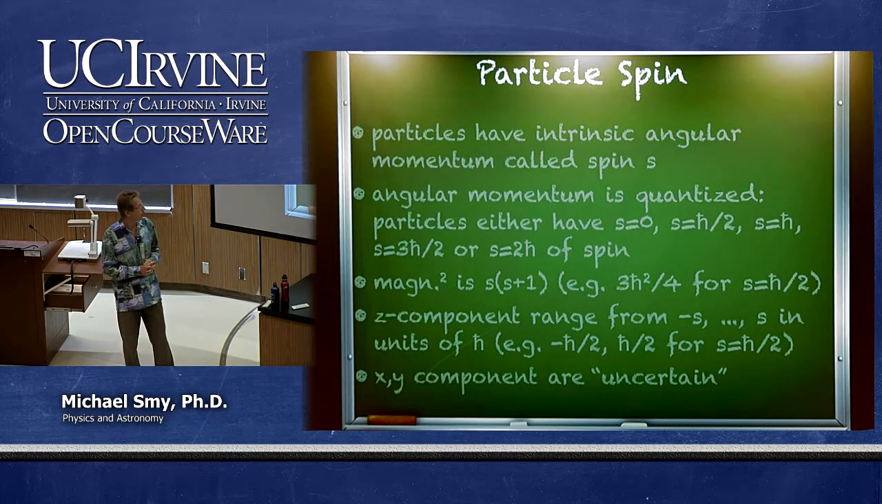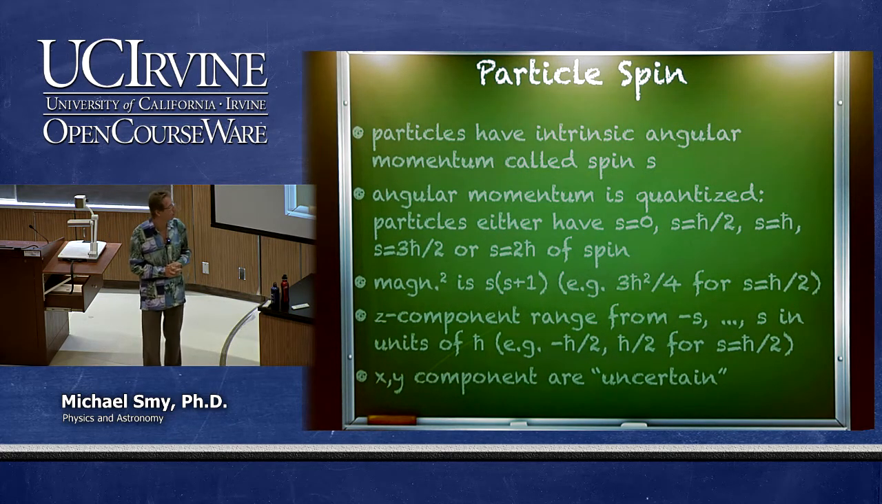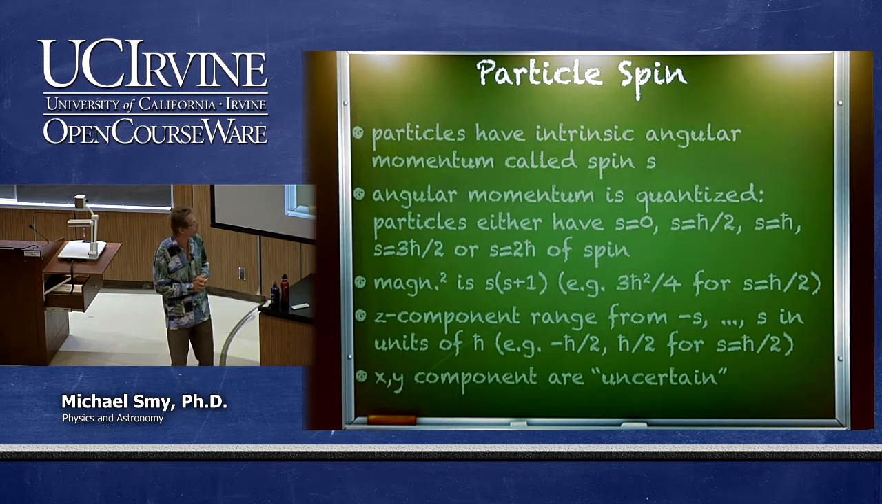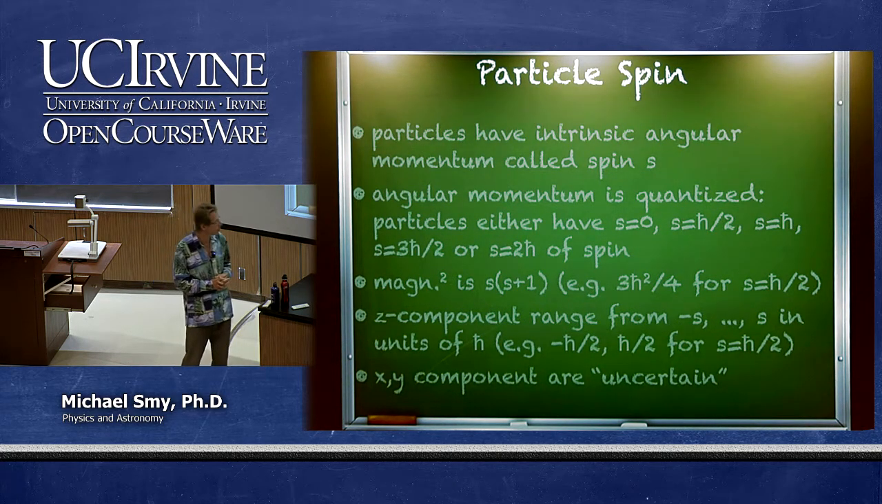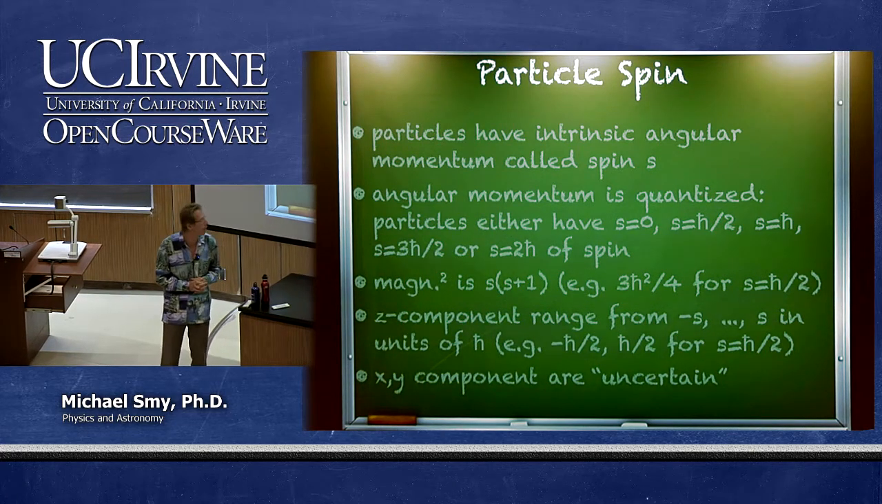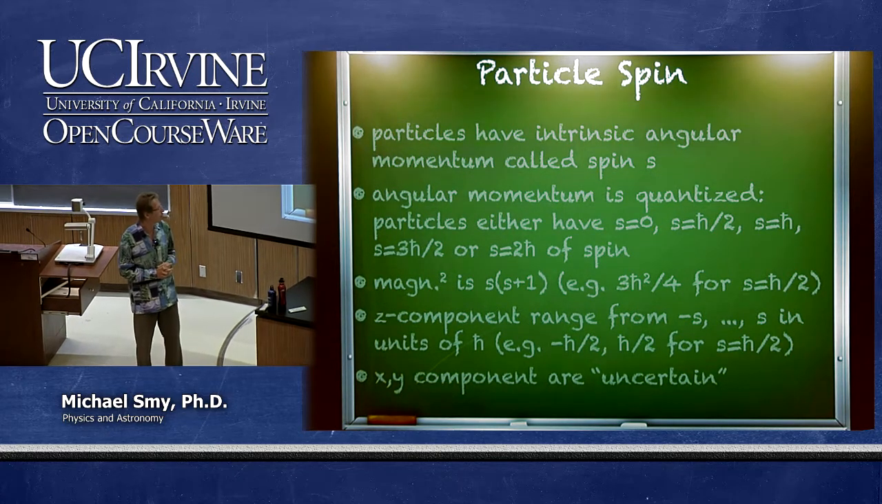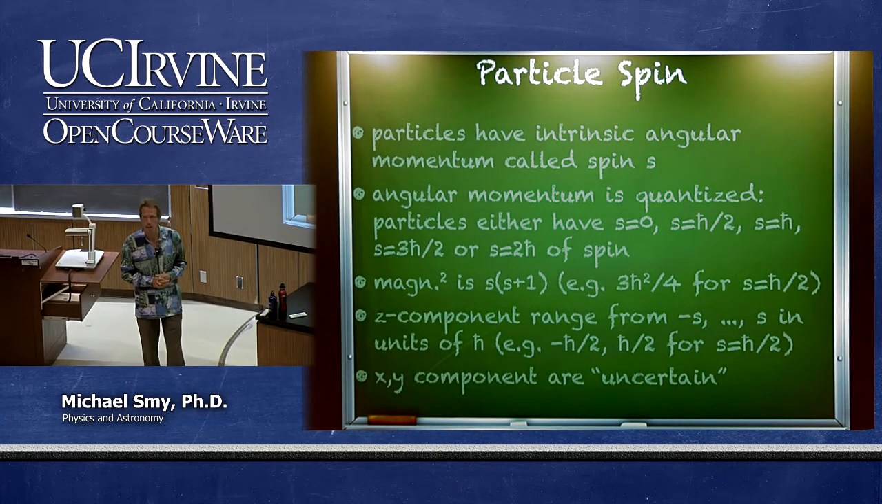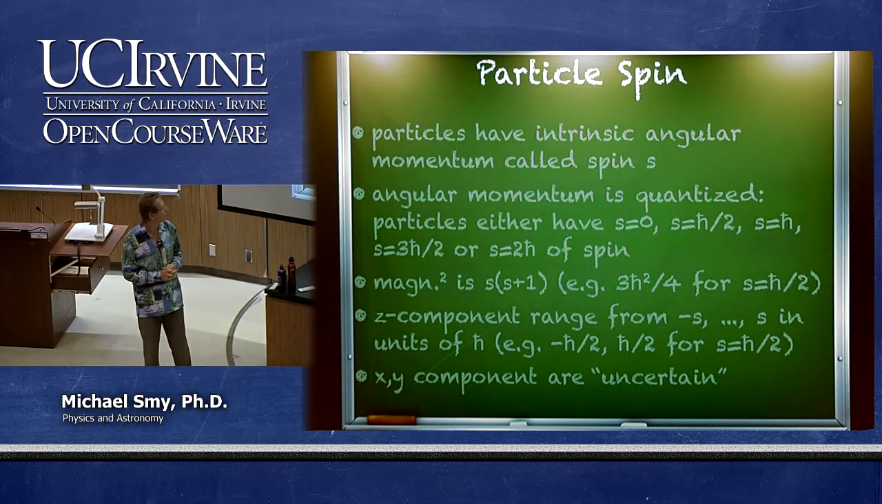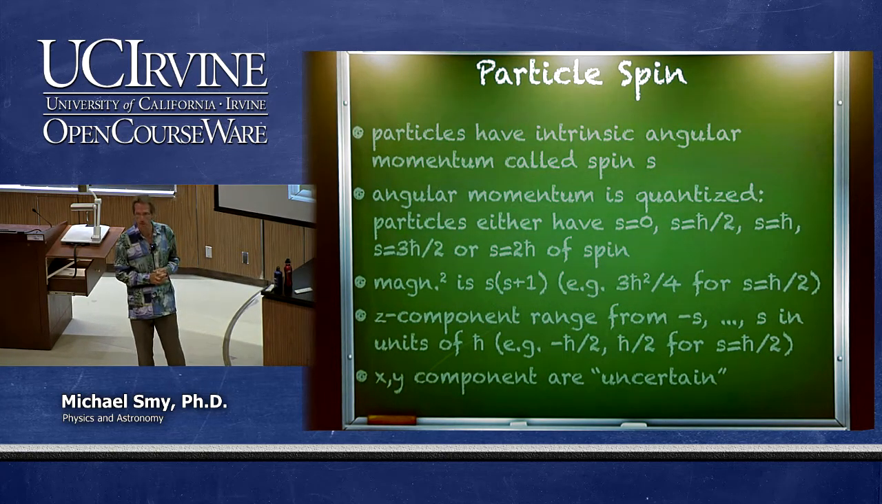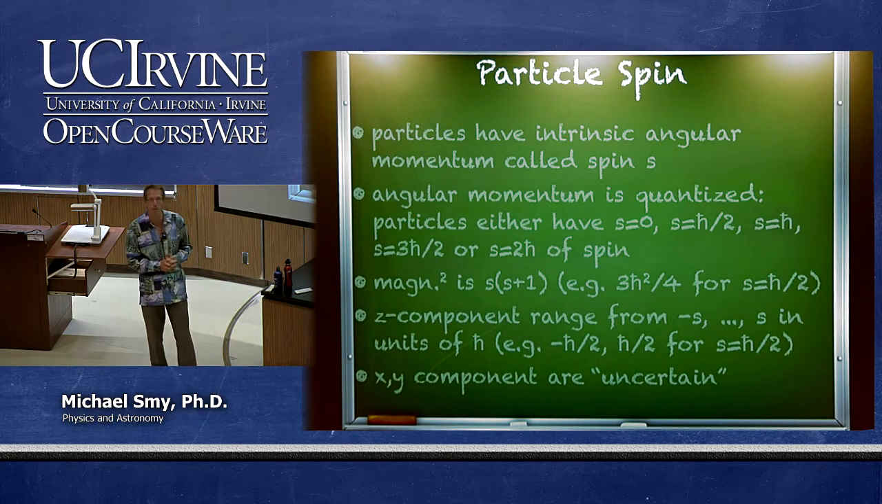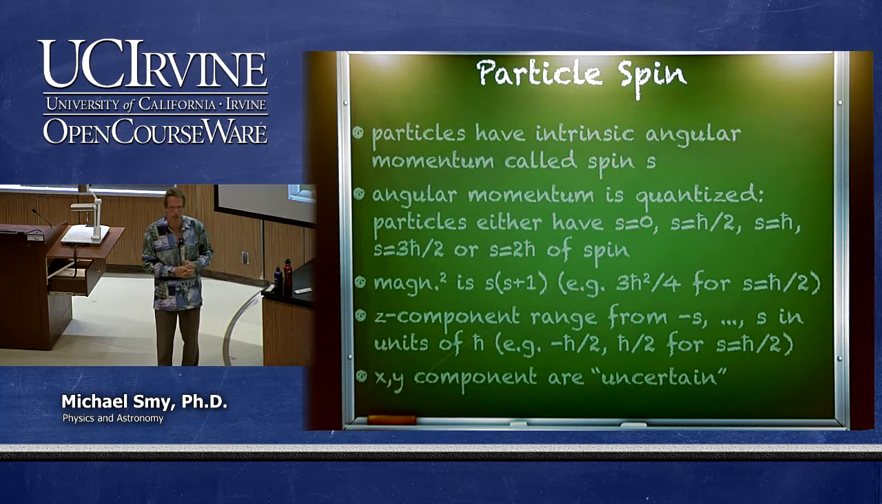The z component of the spin, angular momentum being a vector, ranges from minus s to plus s. So for example, for an h bar over 2 particle, from minus h bar over 2 to plus h bar over 2. And the x and y components in quantum mechanics don't exist simultaneously with the z component, because the uncertainty principle makes them maximally uncertain. If you measure the z component, then x and y don't exist. If you measure the x component, then y and z don't exist.